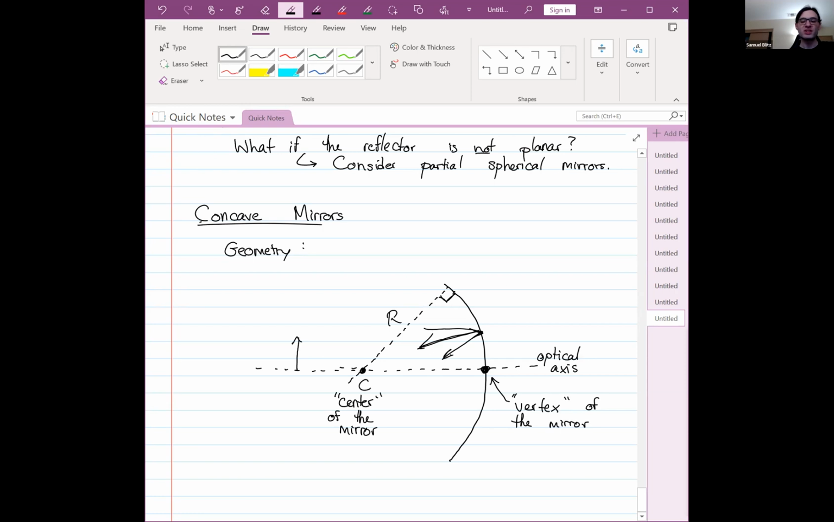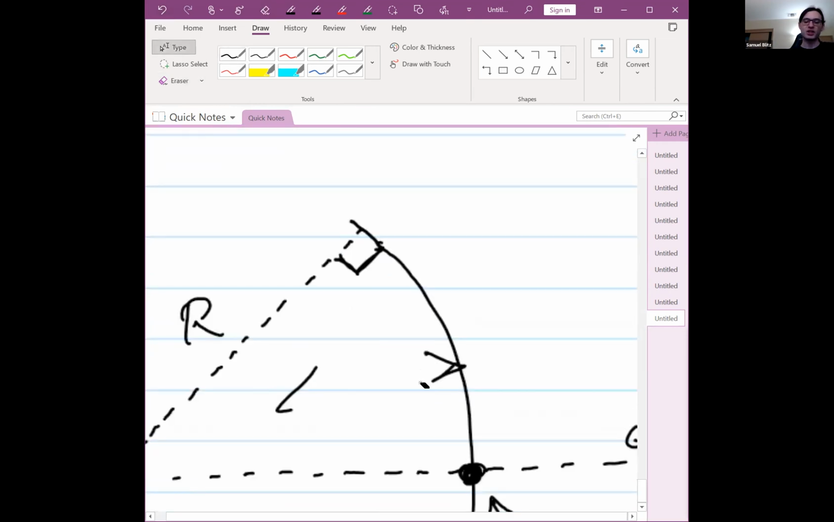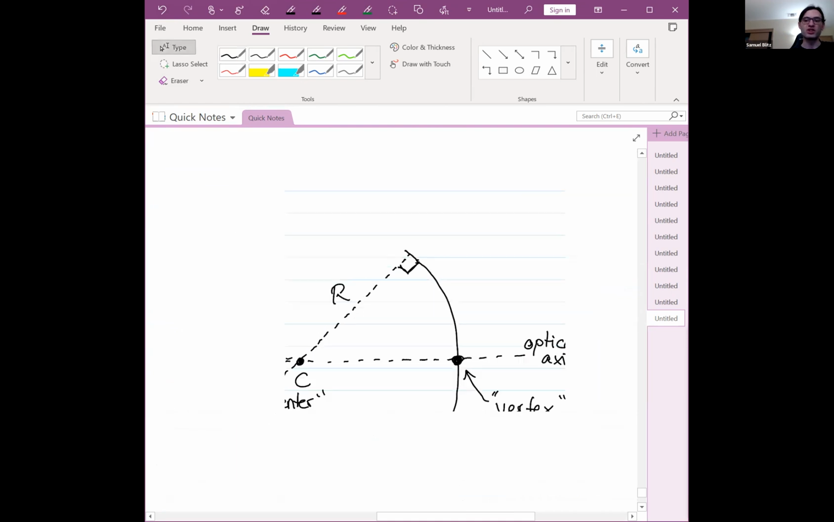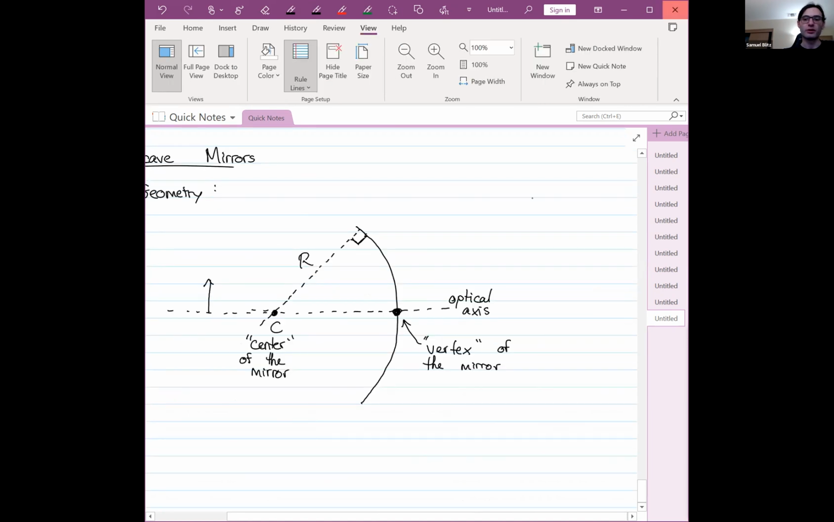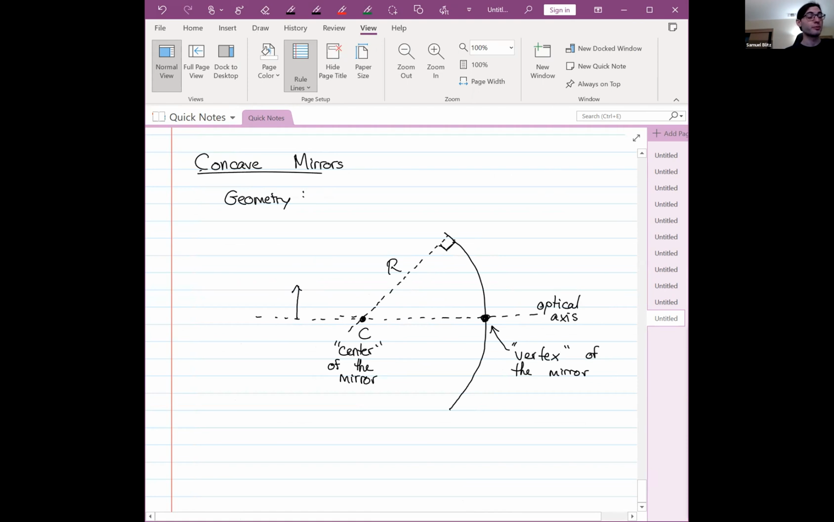But because the surface is constantly turning, it's a little bit harder to work out what the geometry does. And so we have to think a little bit. There's a little bit more work to do.